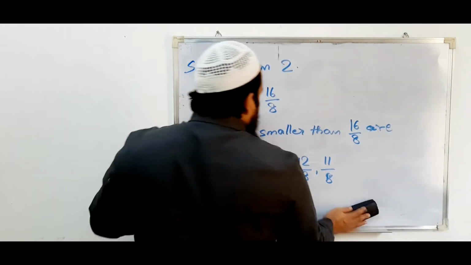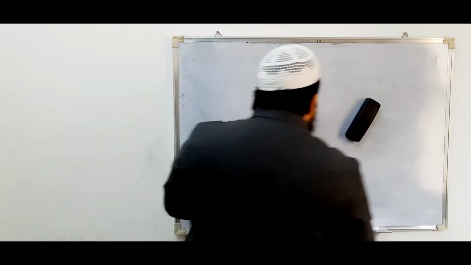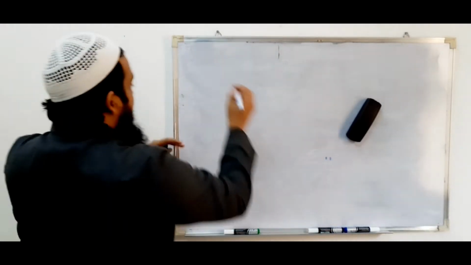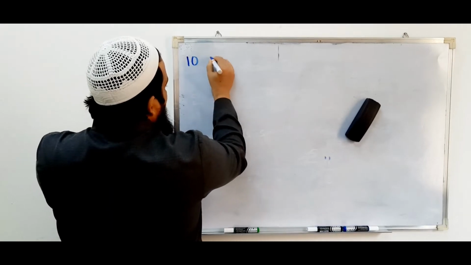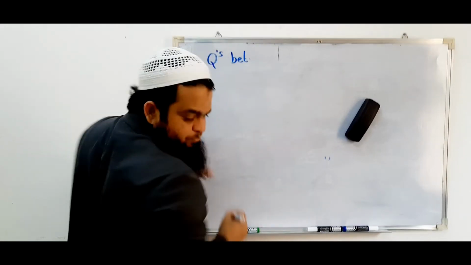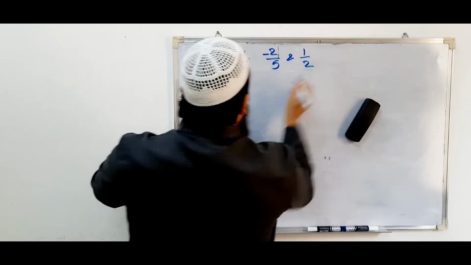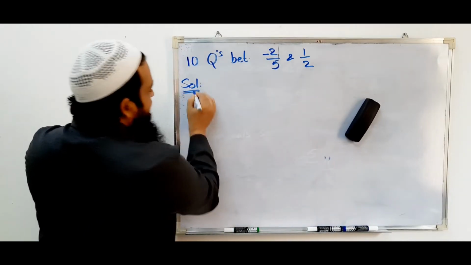Okay, so let's go for the next question. Yes, can anyone read out the next question? This was the third question. Find 10 rational numbers between minus 2 by 5 and 1 by 2. See, yes, we have done it, I remember. But anyway, let us go. 10 rational numbers between minus 2 by 5 and 1 by 2. So let us go for the solution.